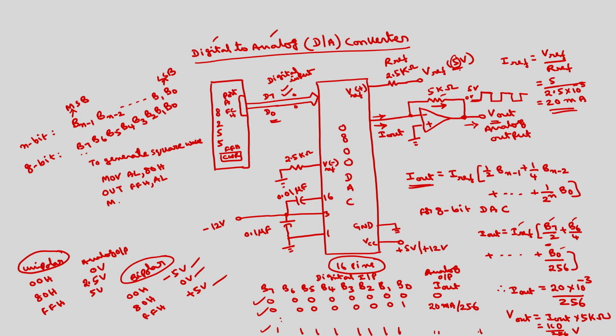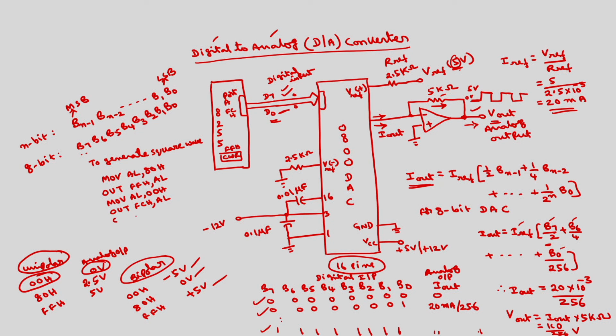Then you take AL with 00H, this corresponds to this, then out onto port A. So port A is connected to the digital input of the D to A converter, out FCH, which is the address of port A, comma AL. So 0 volts will be outputted on the CRO if I connect this to the CRO.